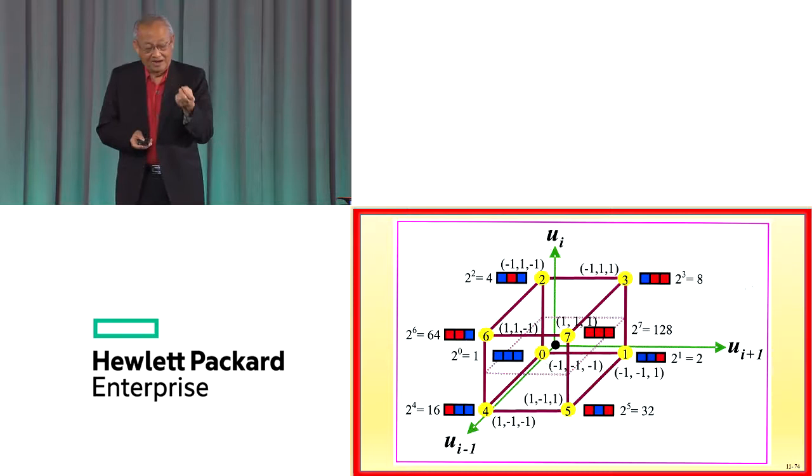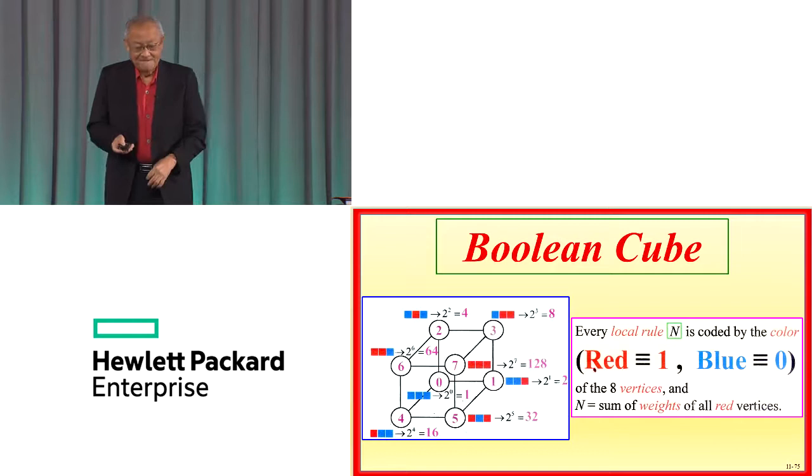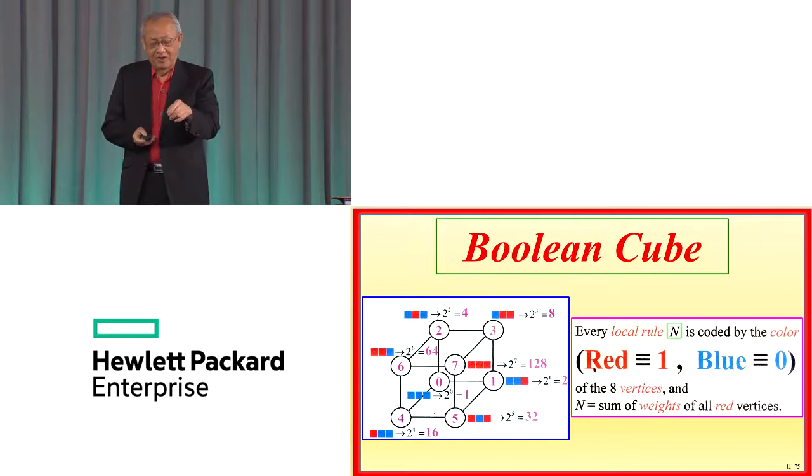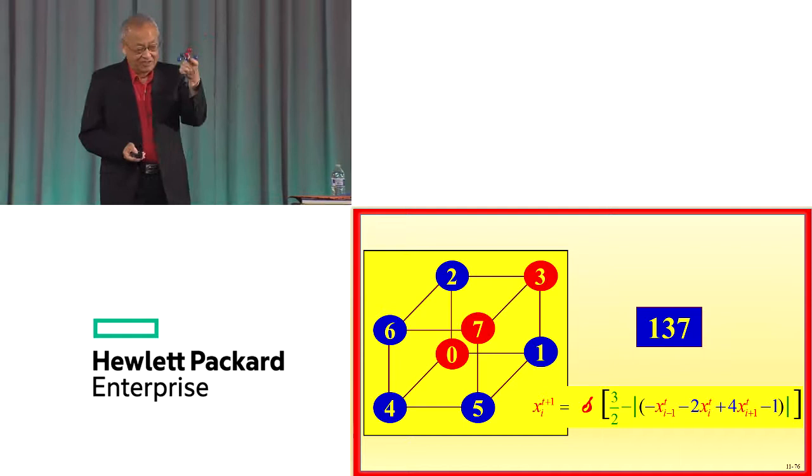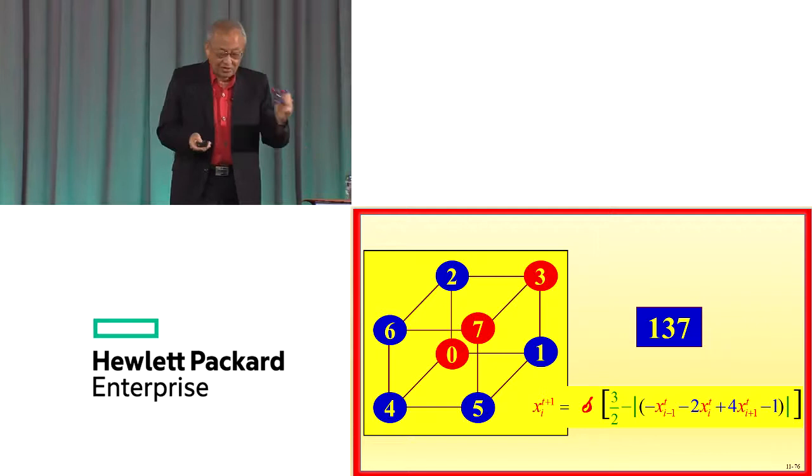So it's all very trivial. I call this a Boolean cube. For each rule, you just color the corresponding vertices red whenever it's a firing pattern. For example, 137 would have that firing pattern here, and I have this one here, which is exactly that firing pattern, with three red vertices exactly located.